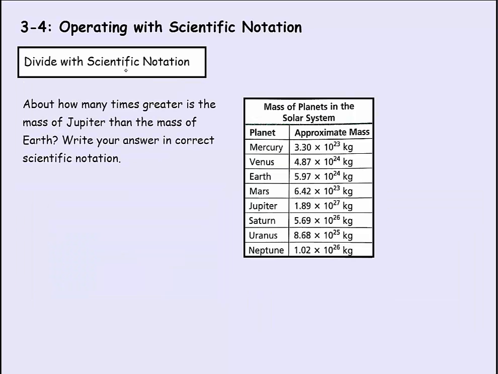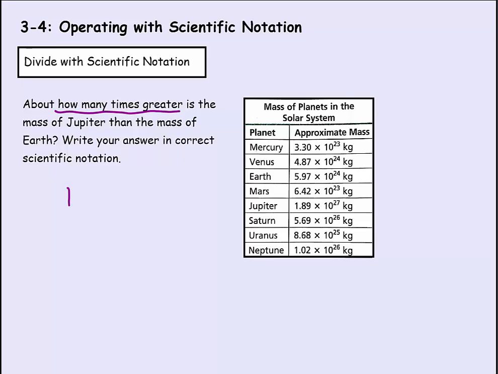First, we're going to divide with scientific notation. Here we have a list of the mass of planets in the solar system. So going in order from closest to the sun to farthest, we have this list here in scientific notation. It asks us how many times greater is the mass of Jupiter than the mass of Earth. Write your answer in scientific notation. So whenever you see these words, how many times greater, we know that's a division problem. So basically we're asking how many Earths can fit into Jupiter, which means we take Jupiter divided by Earth.